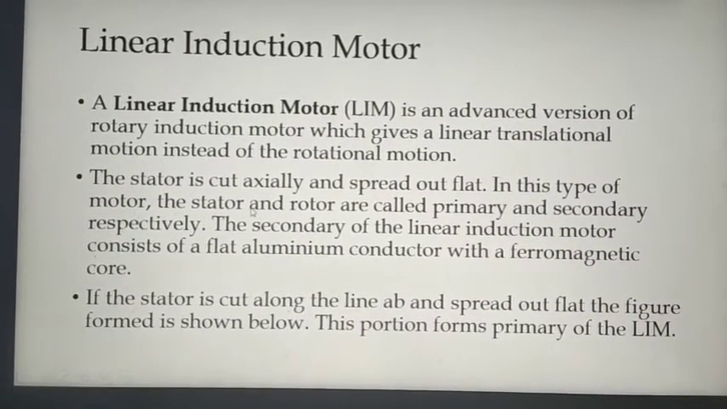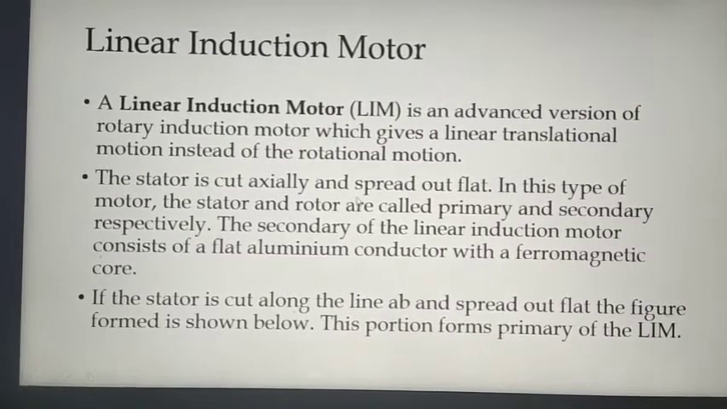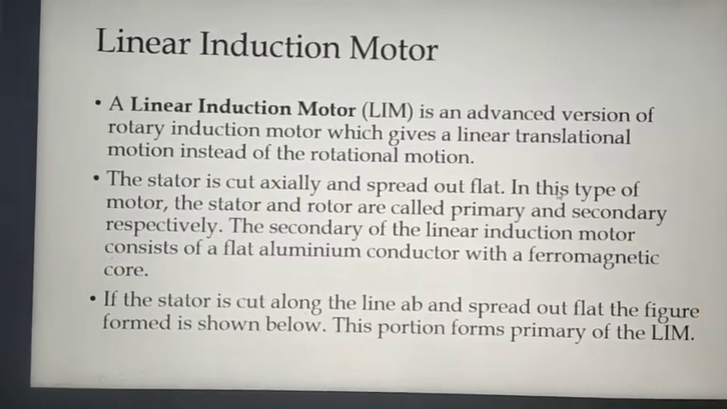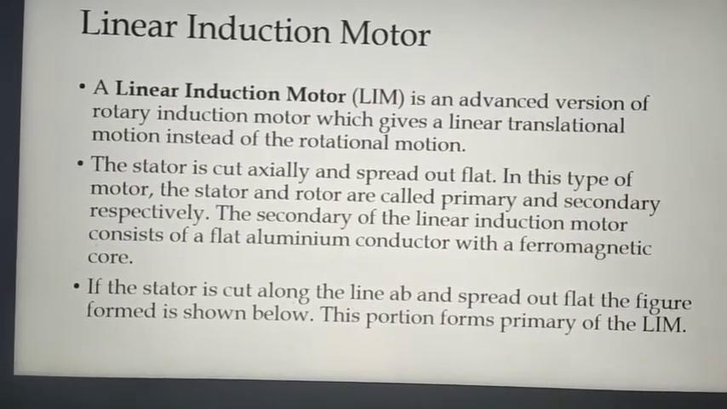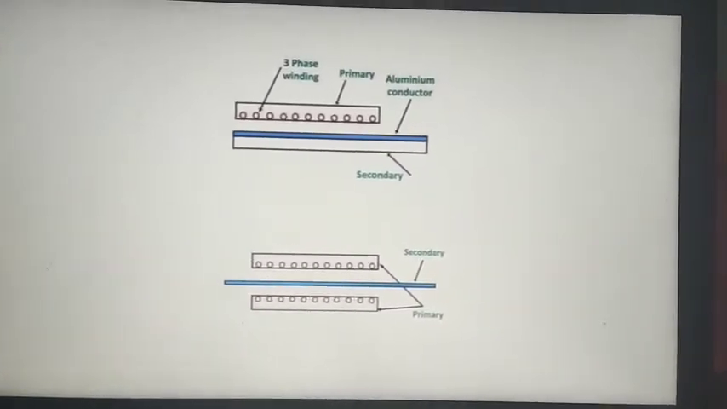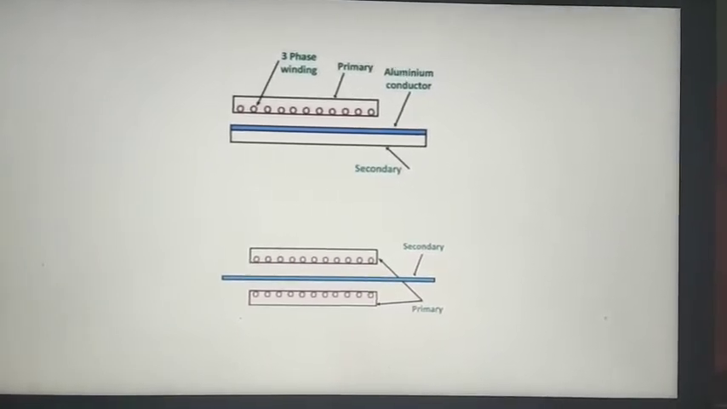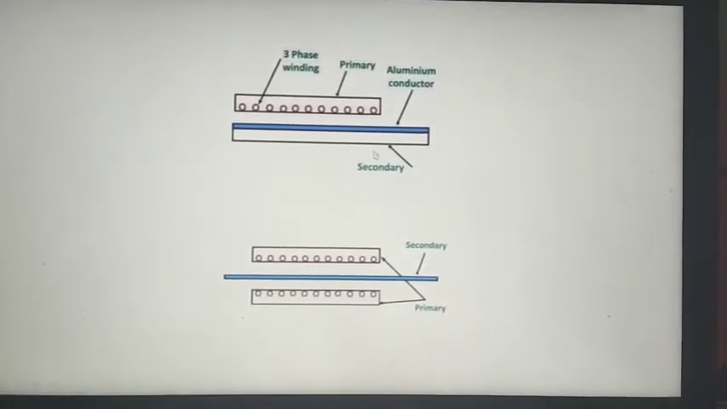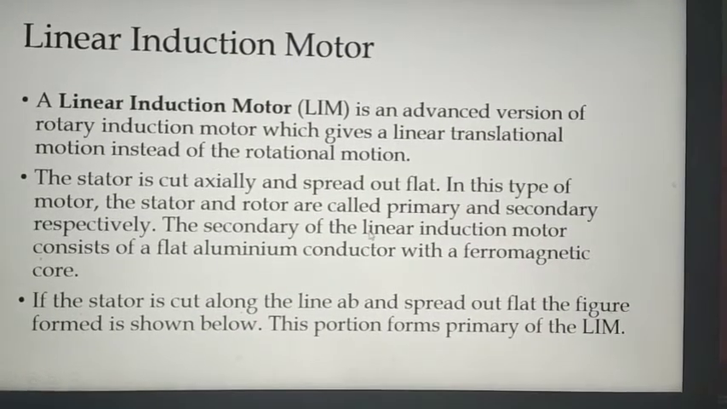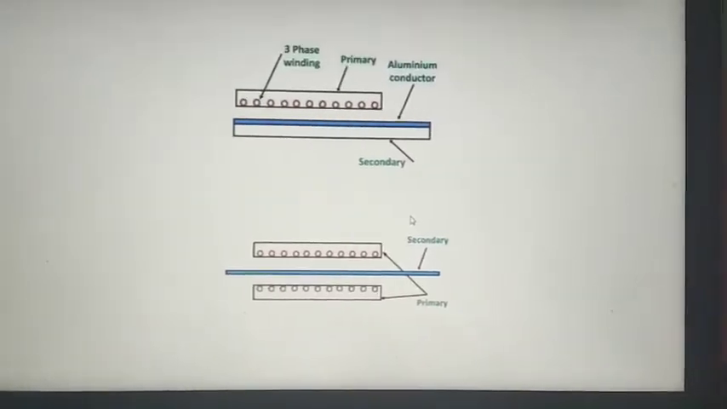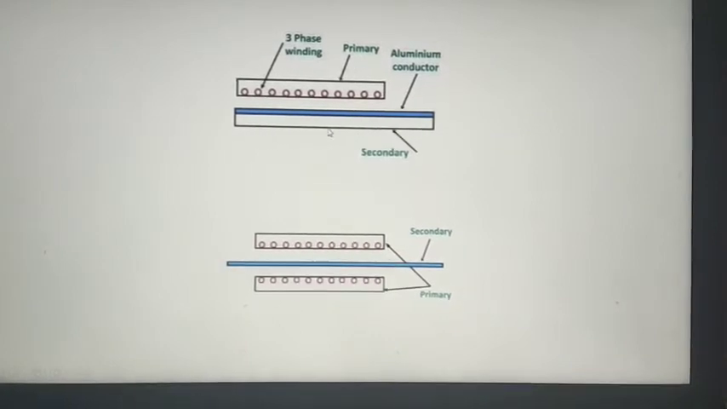The stator is cut axially and spread out flat. In this type of motor, the stator and rotor are called primary and secondary. So this is our diagram. Here we have two things, one is primary and the other is secondary. The stator and rotor are called primary and secondary. So this part is primary and this part is secondary.